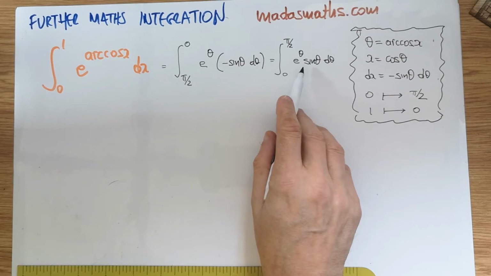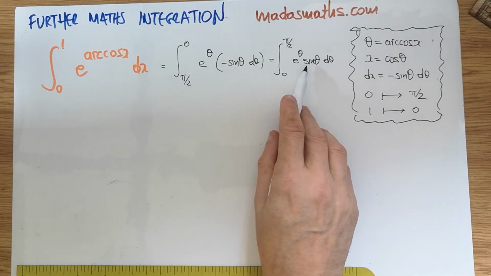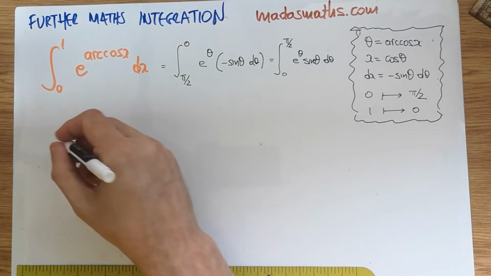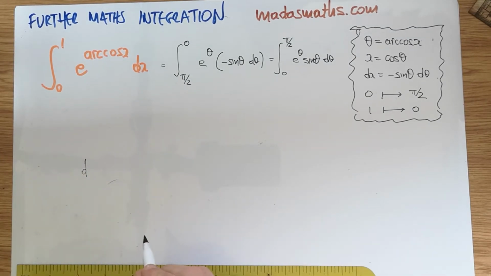This can be done by, of course, double integration by parts. It can be done by complex numbers. And the way I do it is by differentiation. E to the theta sine theta is, I'm going to differentiate.